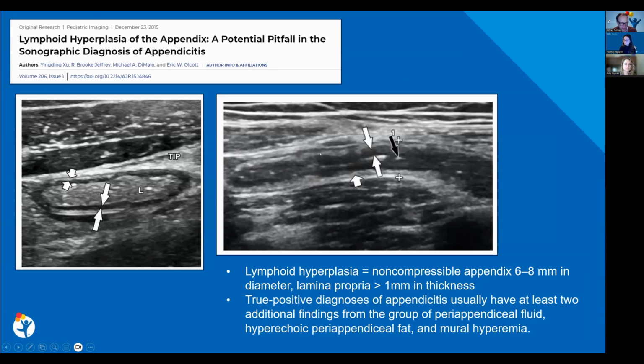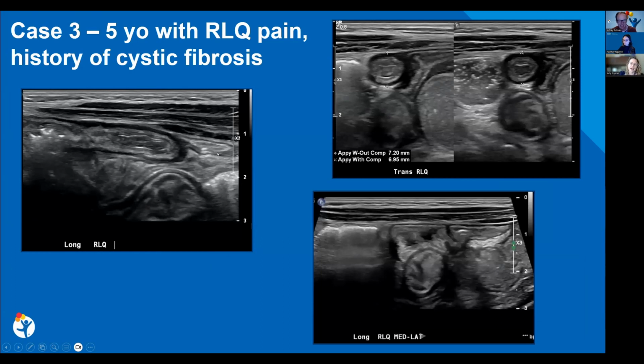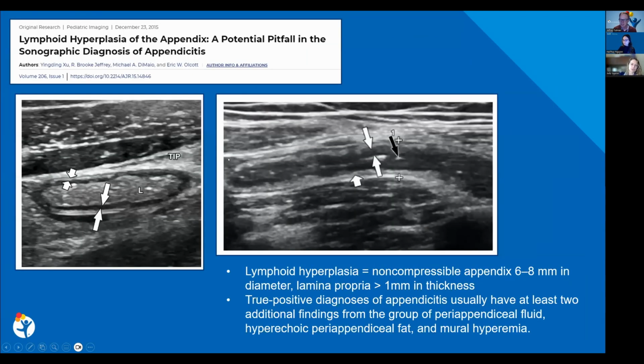And Judy and Haitui, feel free to jump in if you have any additional comments. I have a dumb question. Please don't judge me, I know I should look this up. I remember learning that lymphoid hyperplasia could cause acute appendicitis. It was one of the more common causes. What's y'all's experience with that?